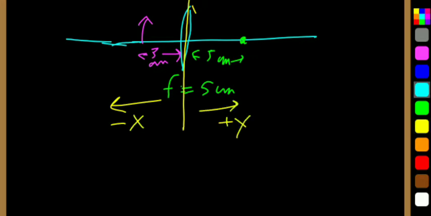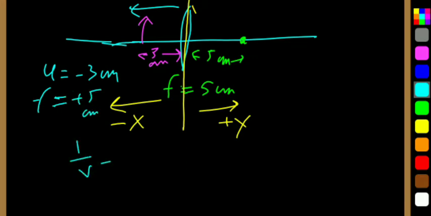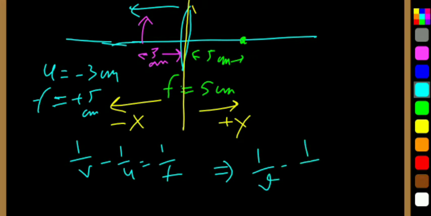Now just like the previous example, we know u will be equal to minus 3 centimeter since it is in the minus x direction, and f will be in the positive plus 5 direction. Now we can find 1 by v minus 1 by u is equal to 1 by f, implies that 1 by v minus 1 by minus 3 is equal to 1 by, what is f? f is plus 5. By solving this we will get v is equal to minus 7.5 centimeter.